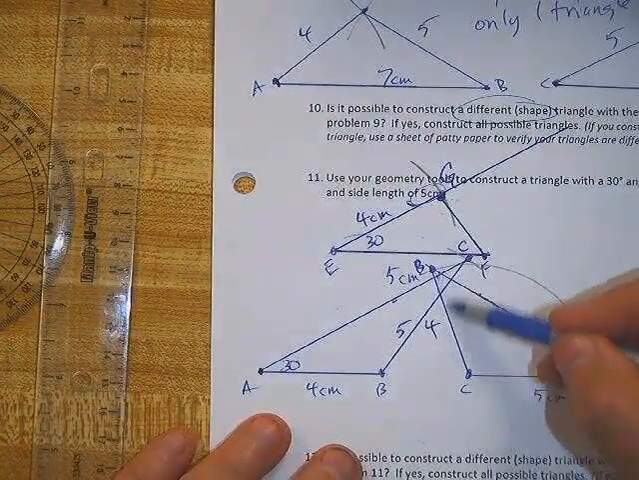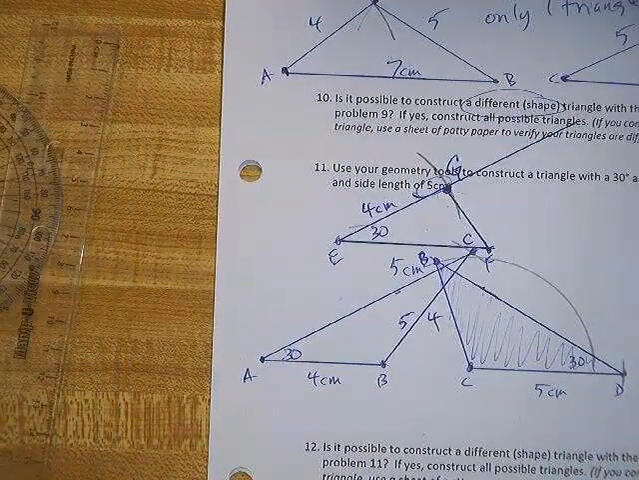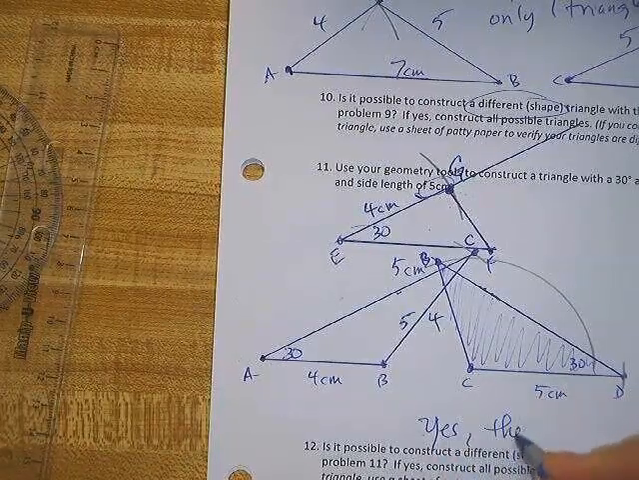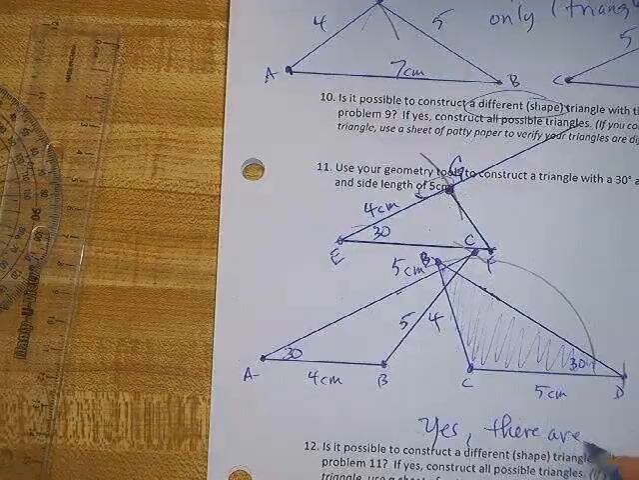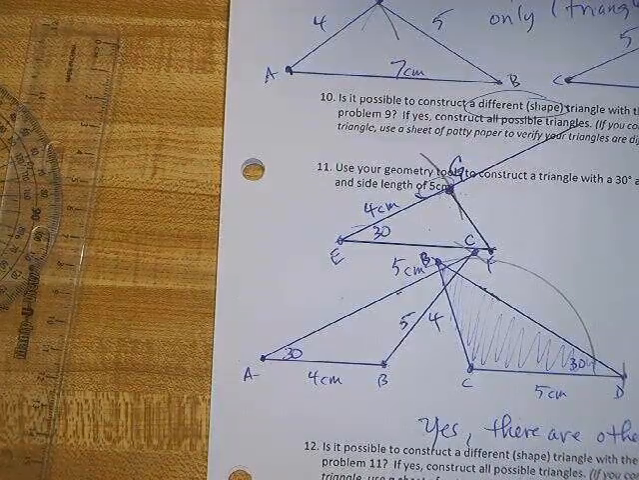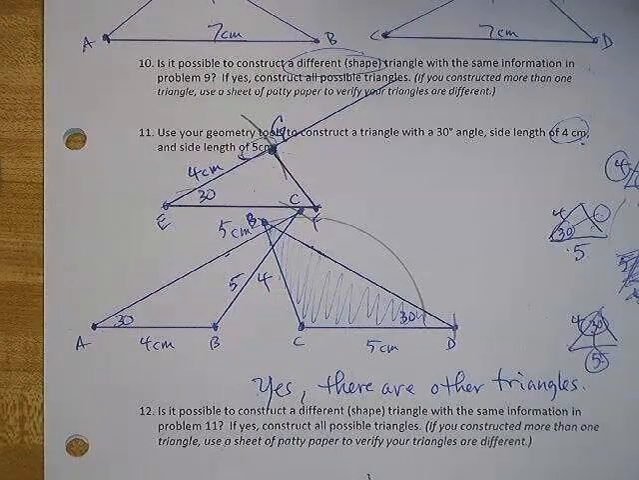So all together we have here 3 triangles. So the answer to is it possible to make no triangles? The answer is yes. There are other triangles. I'm going to pose the question here based on the construction that I just did. Is it possible to get a 4th triangle?